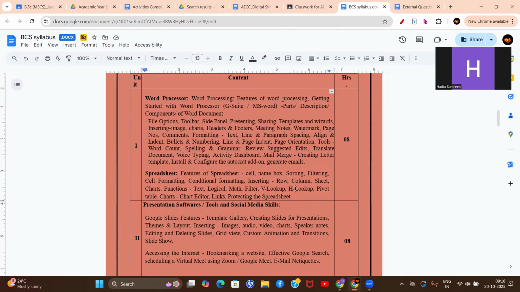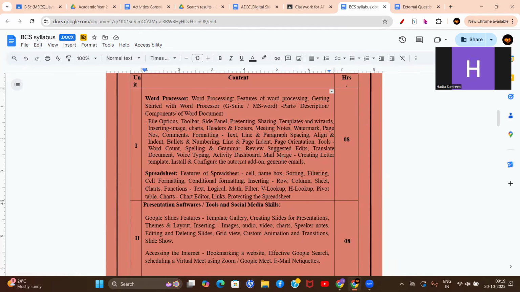So by doing this, you can attempt the questions from Unit 1. Suppose from Google Docs they asked text and mathematical function, and from Google Sheets they have asked something like VLOOKUP, HLOOKUP. Or some question from features, let's say features of Google Docs is asked from this first part, and from the second part they asked VLOOKUP, HLOOKUP, or text or mathematical function, etc.